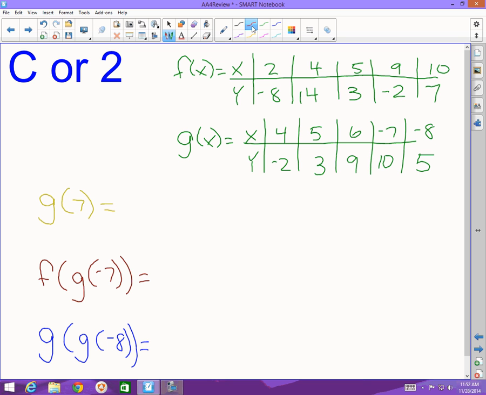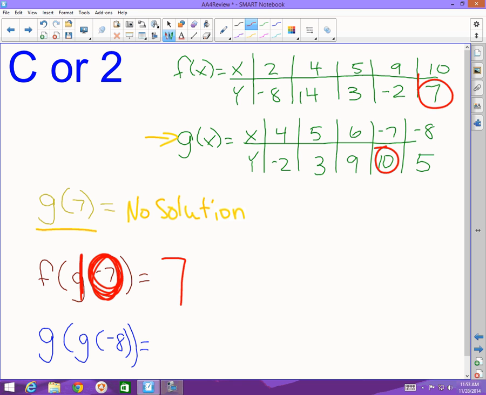And here we have g of 7. So the g function is this one. And if we go find 7, there isn't one. So therefore, no solution, because they didn't give us any value. All right, next one here, f composition g of a negative 7. So first off, g of a negative 7 is 10. So this becomes 10. So now f of 10 is 7. And that is our answer.